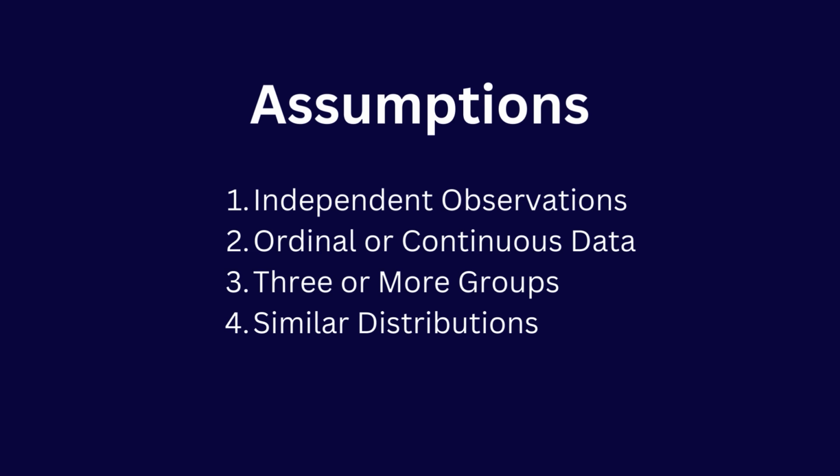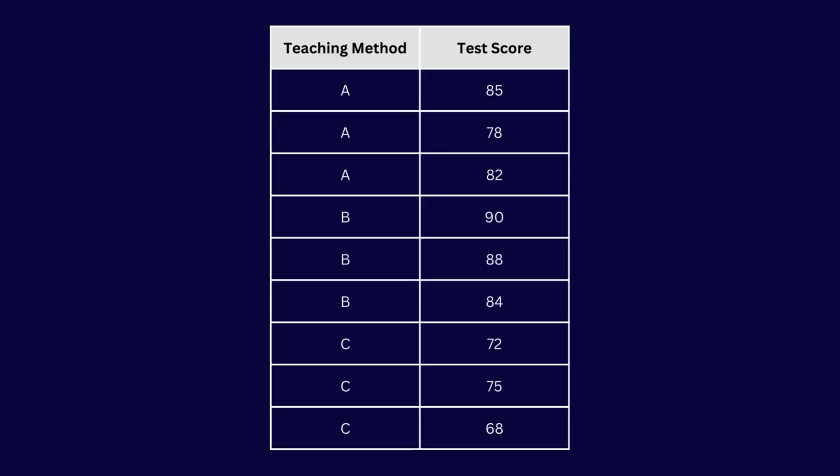Fourth assumption: similar distributions. The distribution of the groups should have a similar shape for the Kruskal-Wallis test to be appropriately interpreted. Let's consider a dataset where 3 different teaching methods are being compared to evaluate their effectiveness on student test scores. Let's build our research question according to our dataset.